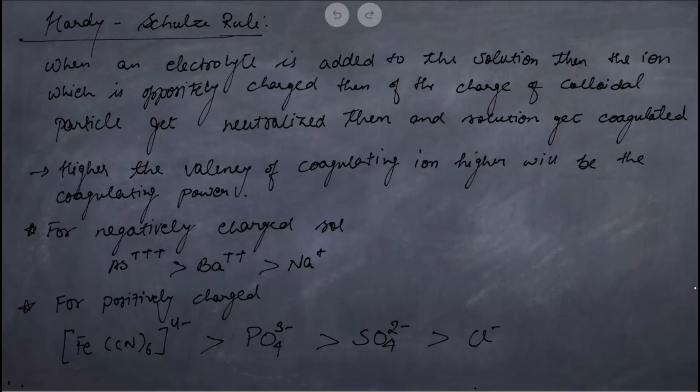Okay, to neutralize a positively charged sol we require a negatively charged sol. So we use Fe(CN)6 that contains minus 4 valency, PO4 with minus 3 valency, SO4 with minus 2 valency, and Cl minus just a single valency.